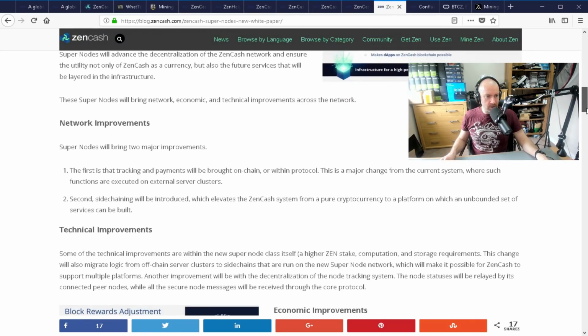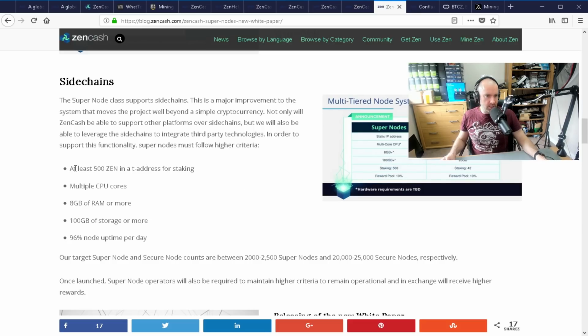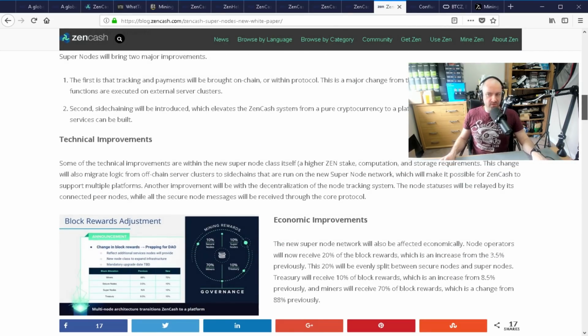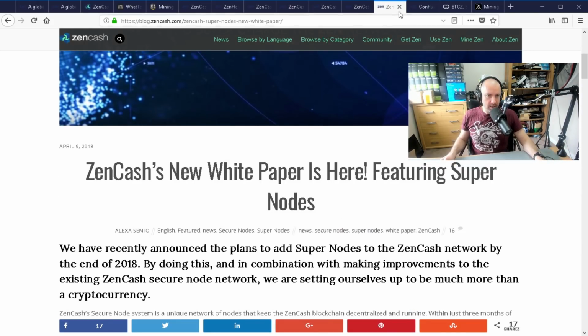And this is more about the new white paper. This is what I'm going to show you. It's talking about new super nodes. This kind of touches upon it here, that to have a super node, you need at least 500 Zen, and then you need to get it set up with your own server. But any kind of development that makes a coin more secure, in my eyes, is very, very good.